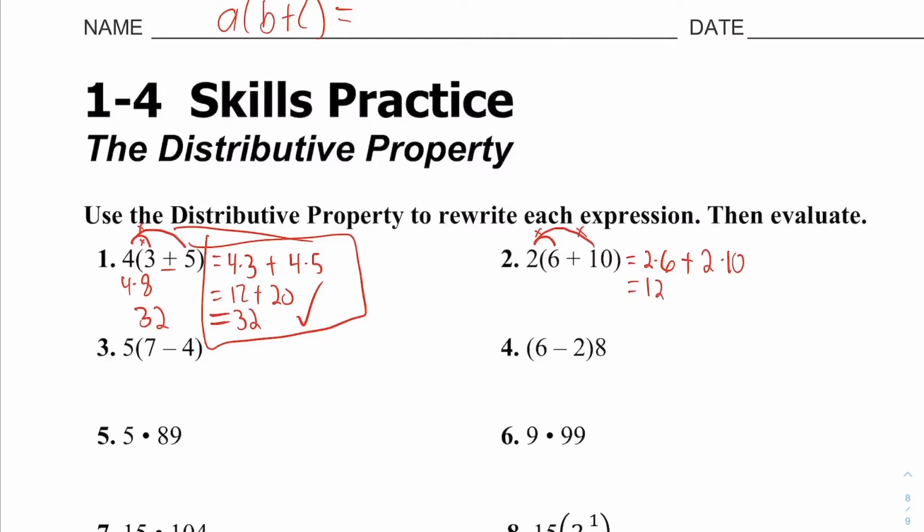2 times 6 makes 12. 2 times 10 makes 20. Add those two things together and you get 32. And then we can check that. 6 plus 10 makes 16, and 2 times 16 makes 32. A benefit of using the distributive property is that instead of figuring out whatever 2 times 16 is, we can do 2 times some smaller numbers.